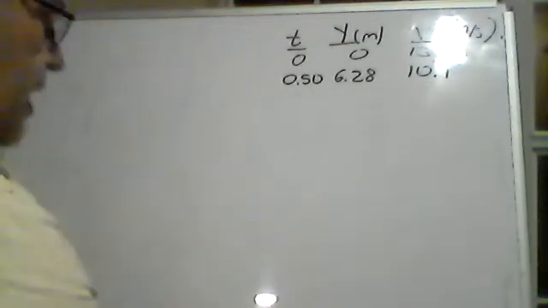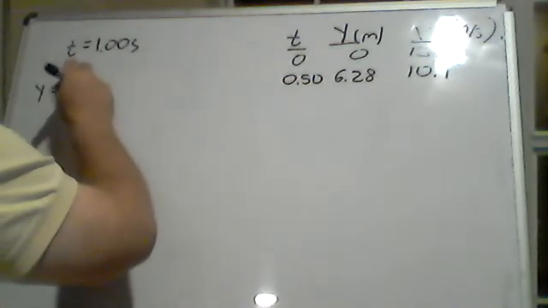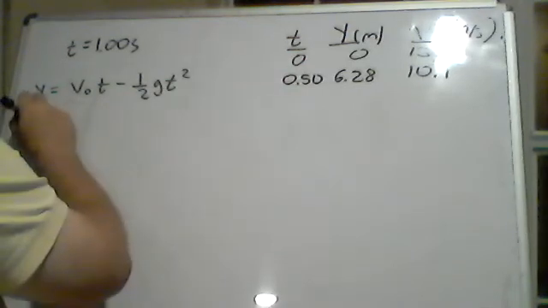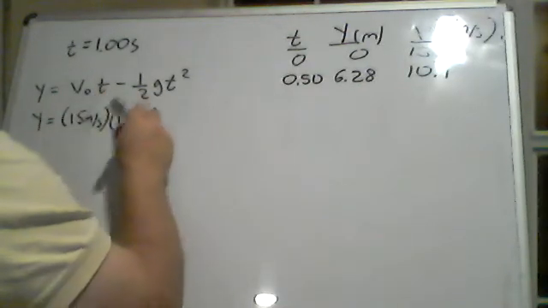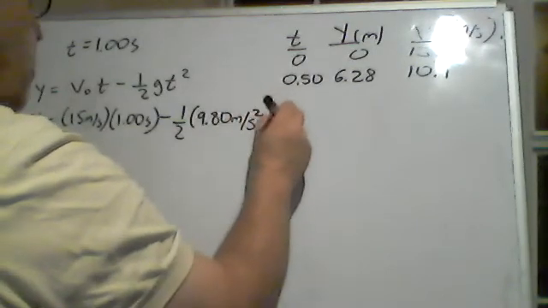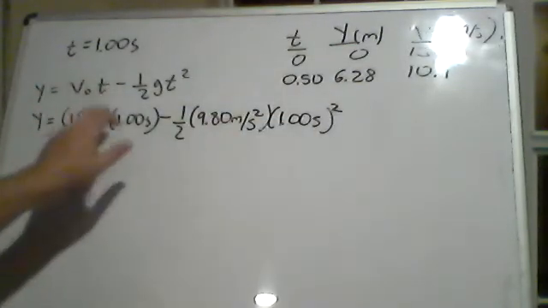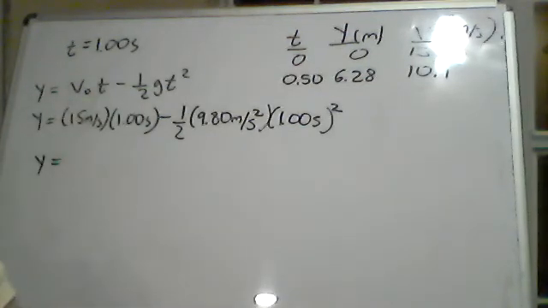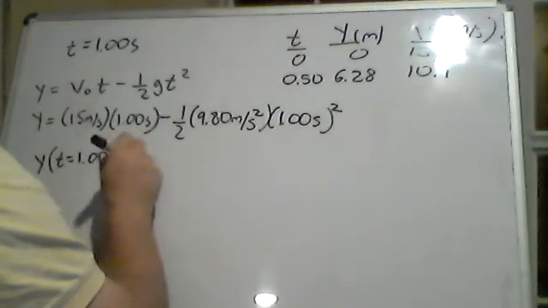Moving on, let's let t equal 1. What about my position? y equals v naught t minus 1/2 gt squared. Remember v naught is 15 meters per second times 1.00 seconds minus 1/2 times 9.80 meters per second squared times 1.00 seconds squared. Again, that 1 is squared, but who cares, it's just 1. If I work this out, 15 times 1 minus 1/2 times 9.8 times 1 squared, y becomes 10.1 meters. So y at t equals 1.00 seconds is now 10.1 meters.